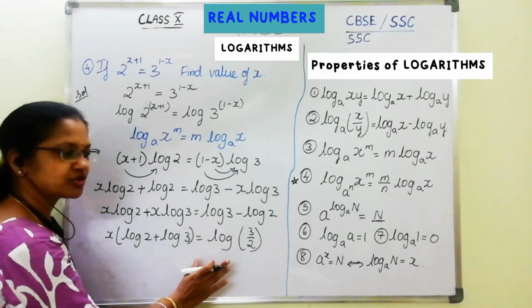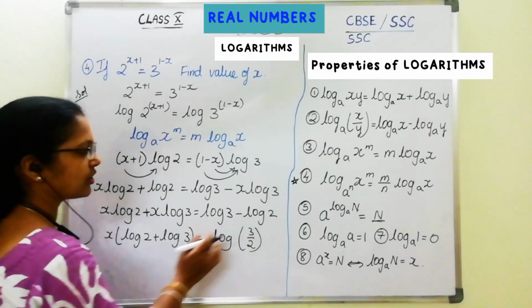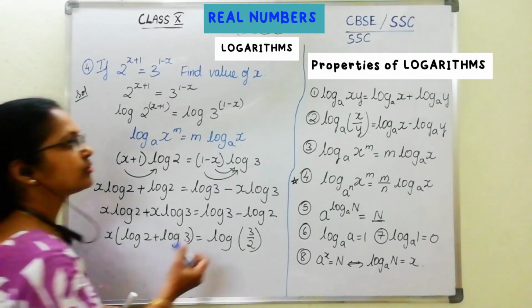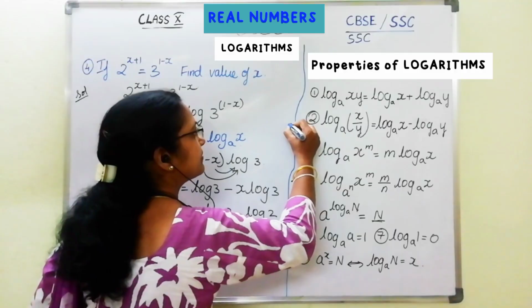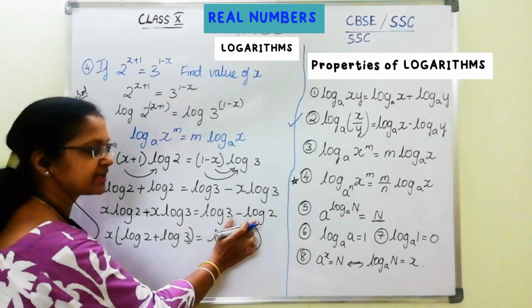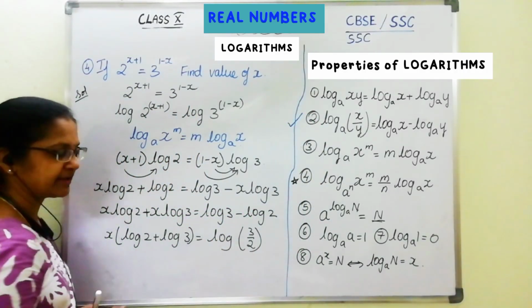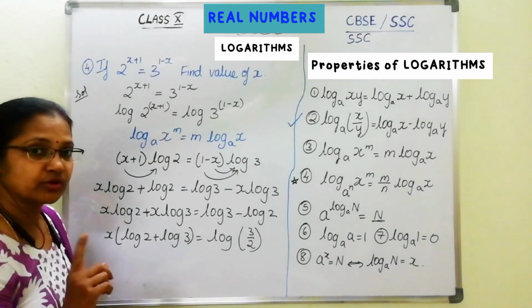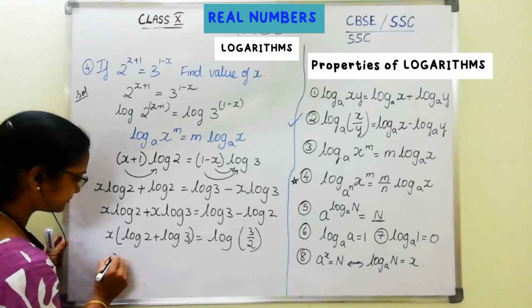Why? Because this is the quotient rule. Log x minus log y is equal to log x by y. Here we are applying the quotient rule. For every step you need to support it with a formula.